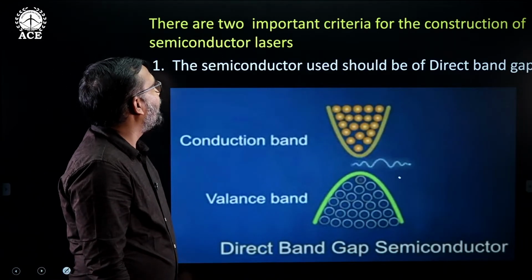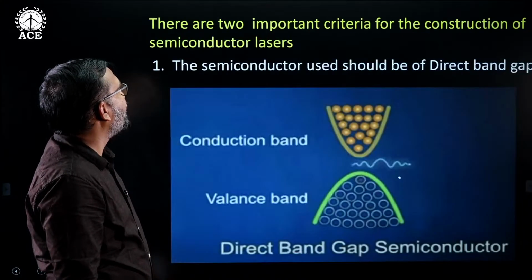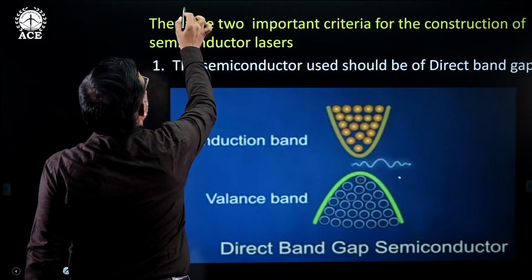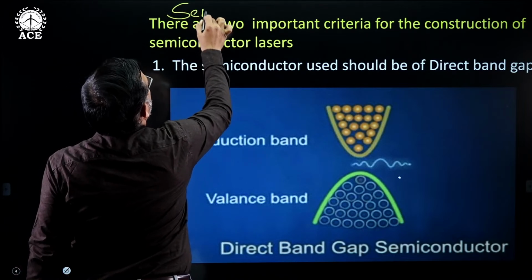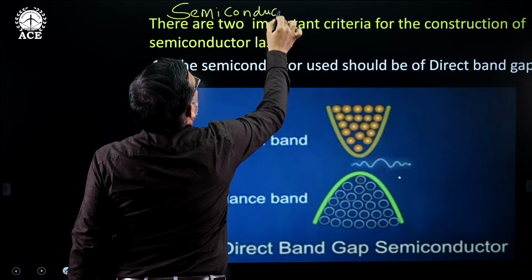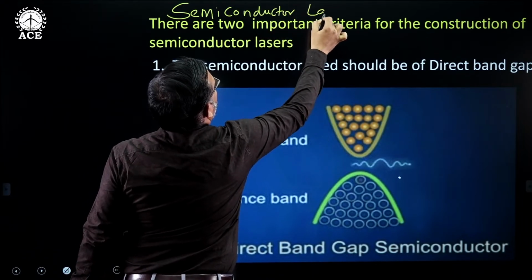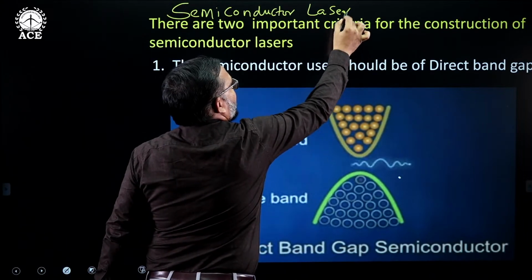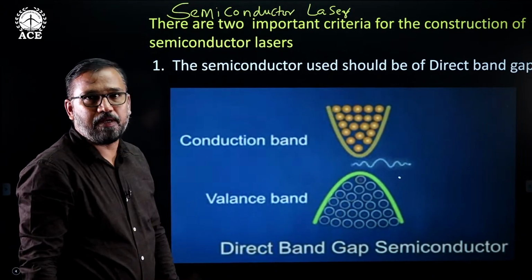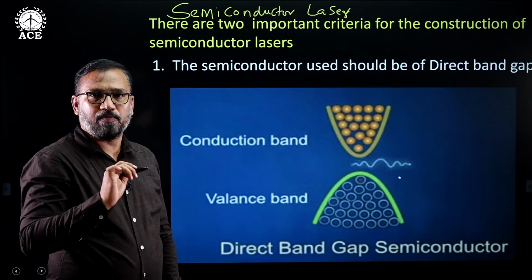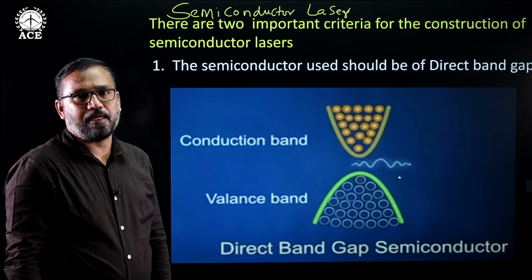Next, another laser: the semiconductor laser. At the beginning I said there are three different types of lasers: the Nd:YAG laser, the helium-neon laser, and now we are entering the semiconductor laser.